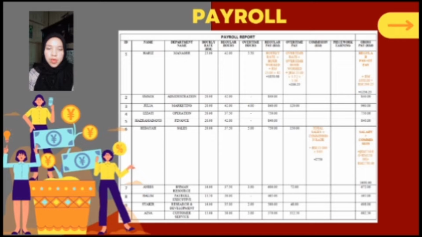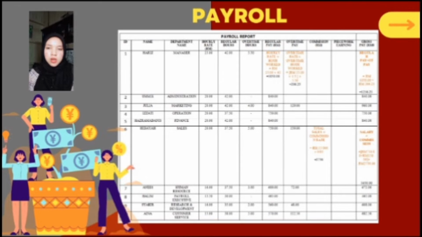For overtime pay, to calculate it, we multiply the overtime rate by the overtime hours worked. For example, 25 ringgit multiplied by 1.5 and multiplied by 5.50 equals 206 ringgit and 25 cent.